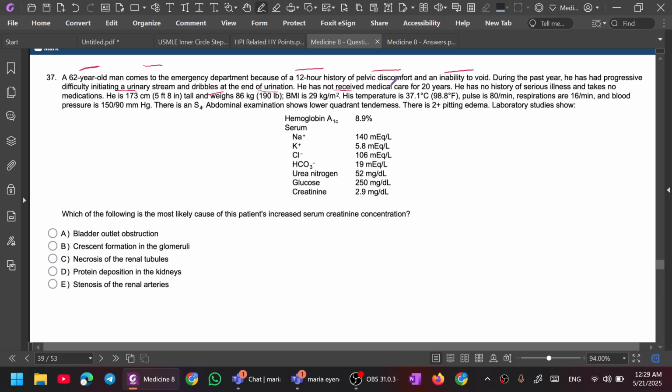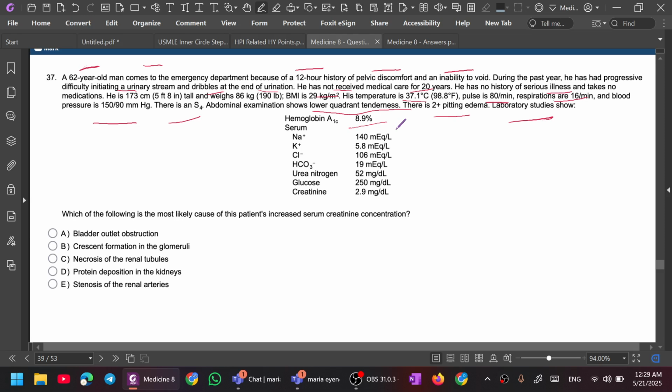He has not received medical care for 20 years. He has no history of serious illness and takes no medication. He is 173 centimeters tall and weighs 86 kg, BMI 29, temperature 37, pulse 80, respiration 16, blood pressure 150/90. Abdominal examination shows lower quadrant tenderness. There is 2 plus pitting edema.